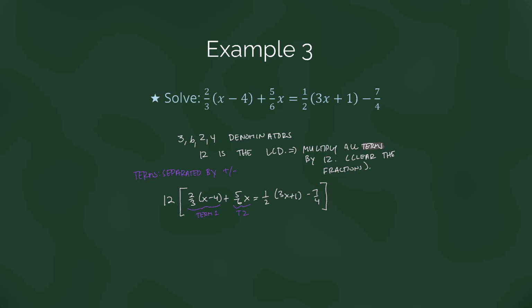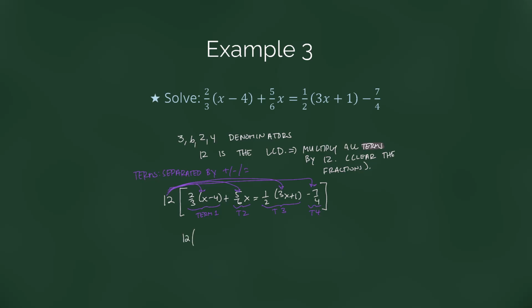Then we have the equal sign. That also separates terms. Over here, we have two things multiplied together. That makes our third term. Then we have a minus sign, and we have our fourth term. So this equation has 4 terms in it, each of which needs to be multiplied by our 12. So in other words, we're now going to distribute this 12 to the first term, the second term, the third term, and the fourth term.